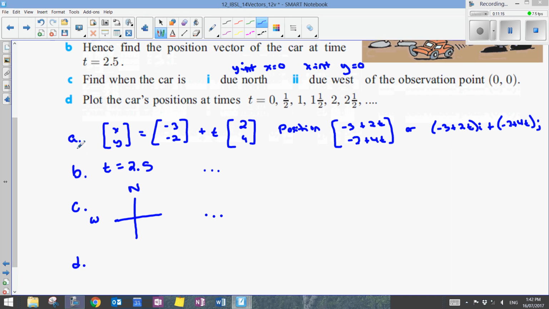And then part D says plot the car's position at these various times. So we have, again, our position vector from part A.